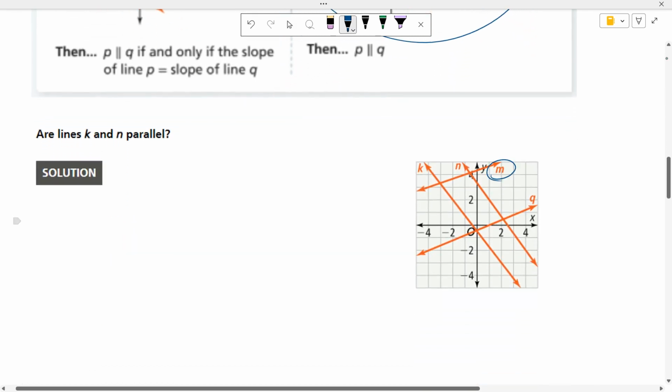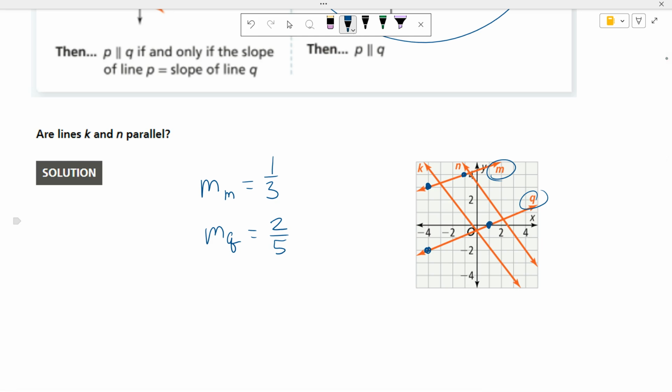So are M and Q parallel to each other? Well, to figure it out, we look at this point and this point. Looks like the slope of M equals, you go up 1 to the right 3. The slope of Q, this point it goes through, and this point it goes through. It goes up 2 and to the right 5. Are those slopes the same? No. So M and Q are not parallel.